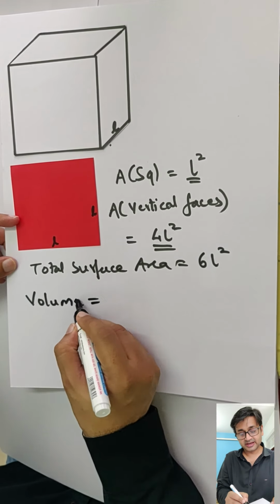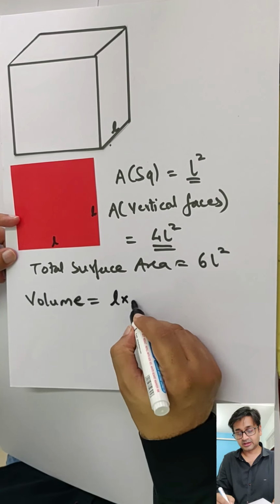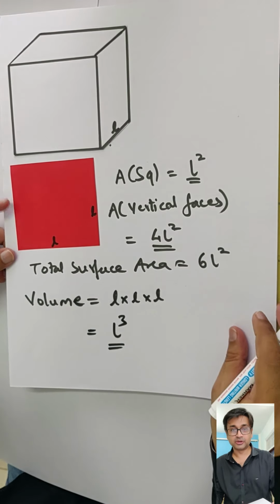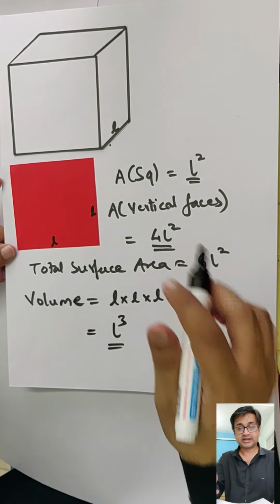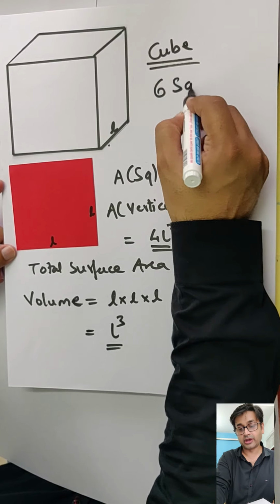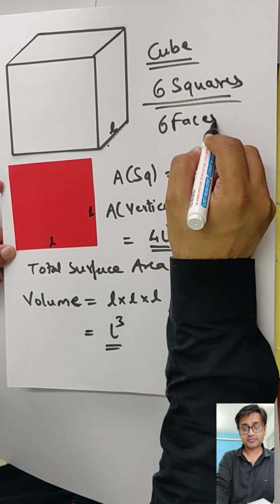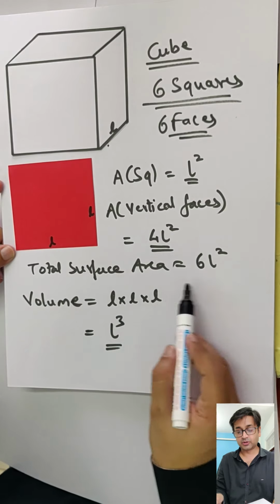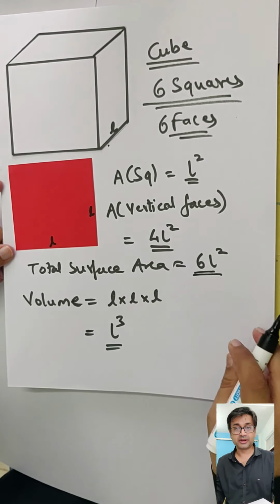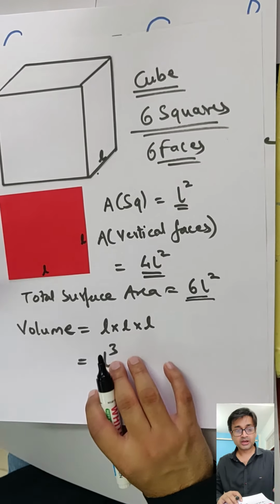So volume is the inside available space. For that what you do is length into breadth into height. In this case all 3 are the same, and therefore L cube. Are we clear with this? So that is your cube, where 6 squares form a cube, or you can say 6 faces. Out of that 4 vertical and 2 horizontal, when added, the total becomes 6, and volume is length, breadth, height. So are we clear with the first one at least? That is a cube.